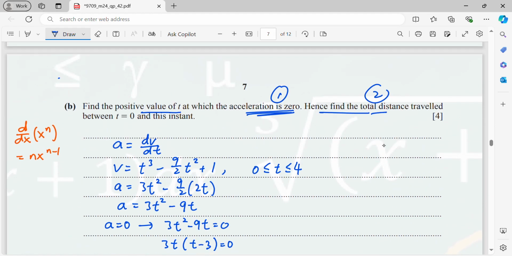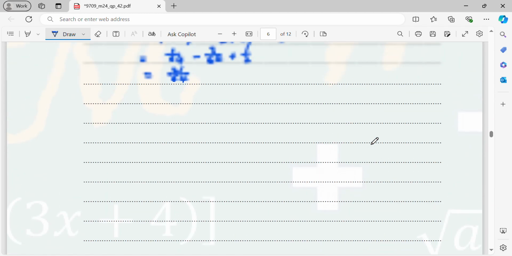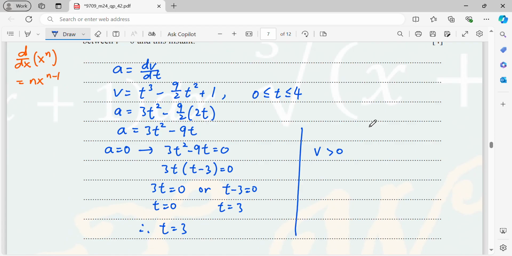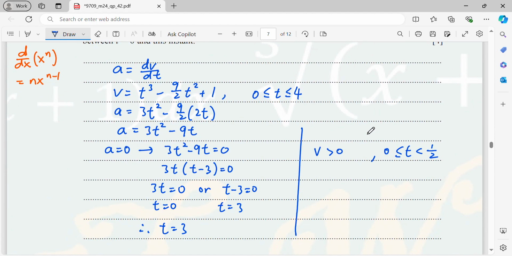Now, hence find the total distance. Okay, I have to rewrite. See here. The v is positive. When you refer to the question here, the v is positive. Assume the velocity is positive when t is less than half. That means from 0 to half, it is positive. Then when t is exactly half, the v is 0. So v equals 0 when t is exactly half.